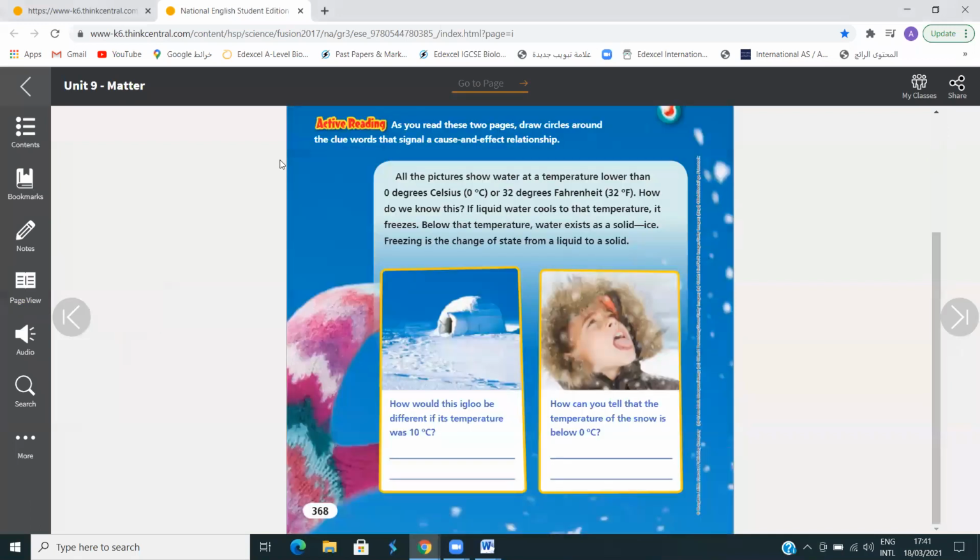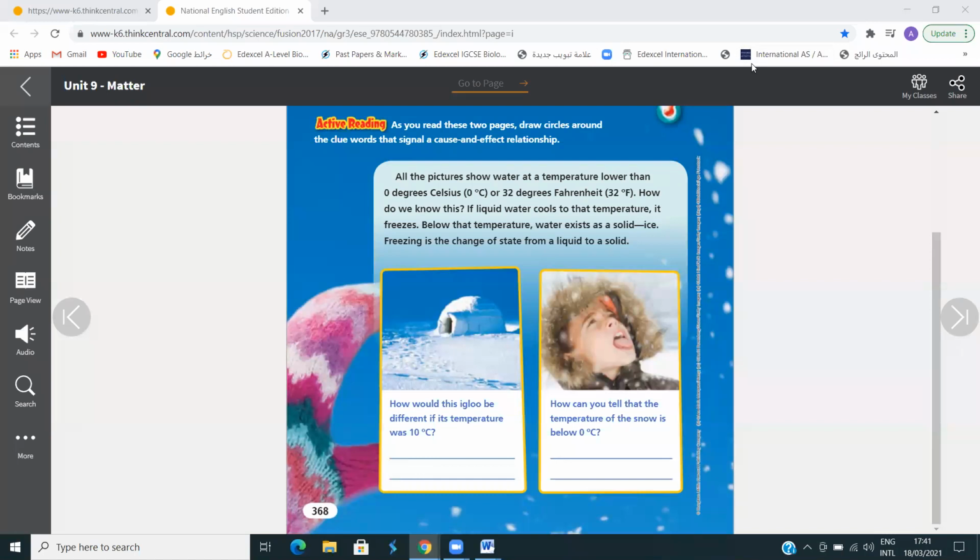Okay, I want Omar Wael. Can you read the first question? How would this igloo be different if its temperature was 10 Celsius? Do you know? Close your mic and I will write.